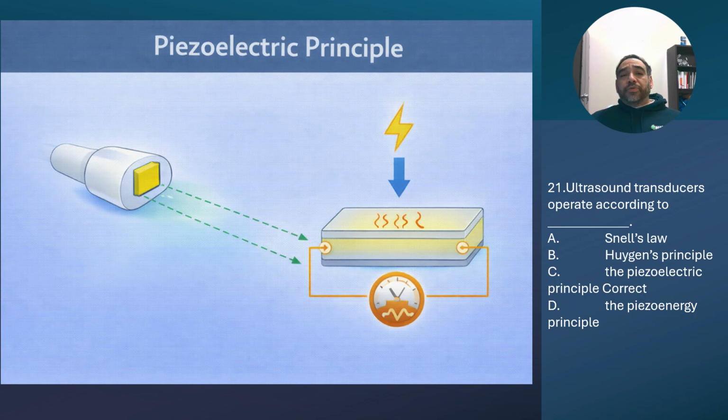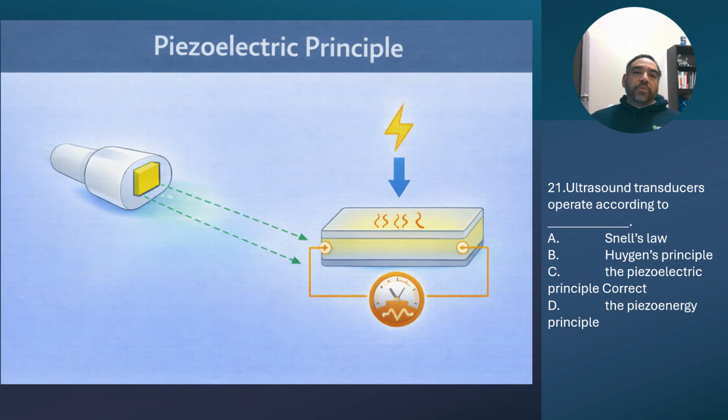Let's look at the other answers. Snell's law. That sounds like something from Lord of the Rings. I don't know if there's a snail in Lord of the Rings, but Snell's law describes refraction. It describes how sound bends when it crosses a boundary at an angle. So it's important in imaging physics, but not what makes the transducer work.